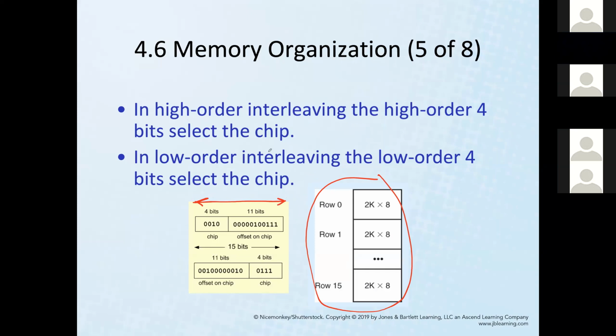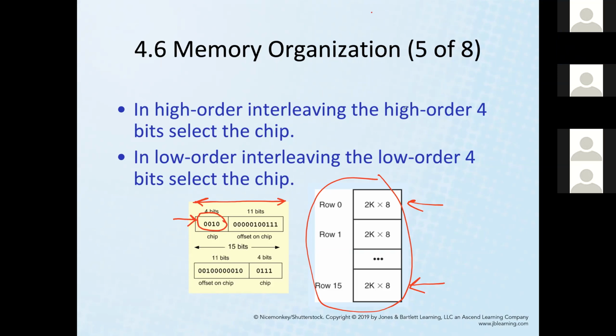In high order interleaving, we use these four high order bits to select one of these banks. There are 16, so we use 4 bits to select one of these banks. I got a question. How does 32K equal 2 to the power of 5 times 2 to the power of 10?